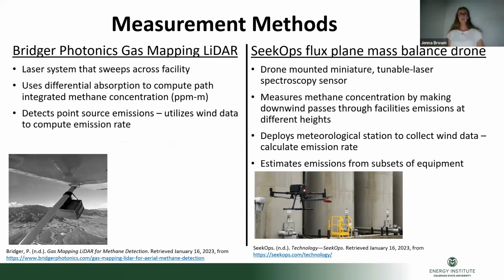We also had CCOPS, which is a flex plane mass balance drone. They had a tunable laser spectroscopy sensor mounted on a drone, and they measure methane concentration by flying downwind passes through the facility emissions at different heights. They also use wind data to compute an emission rate, and CCOPS typically measures subsets of equipment at the facility.